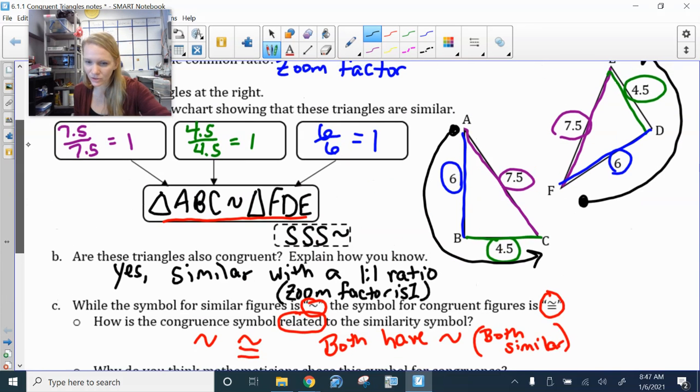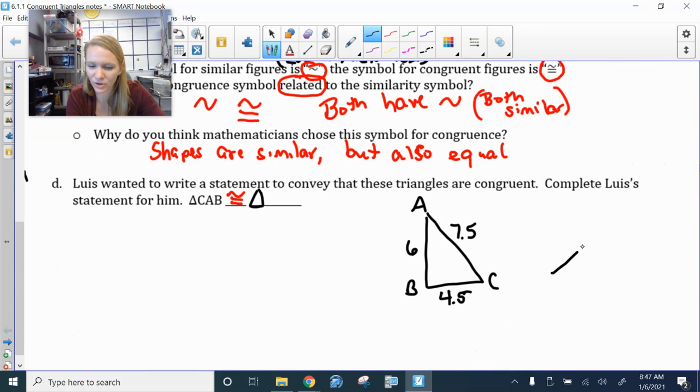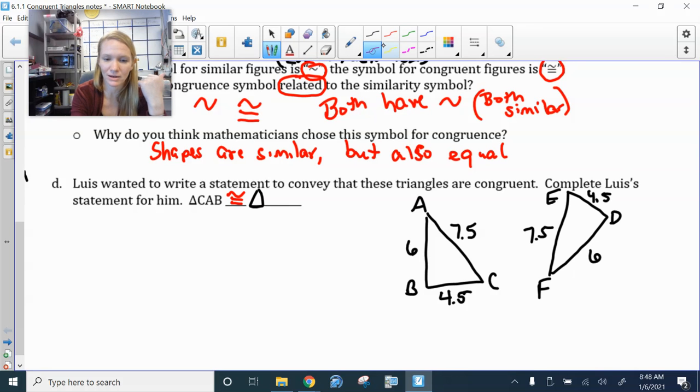Okay, what was the other picture? Looks like FDE, like that. I'm just redrawing it really quick so that I don't have to scroll back and forth. So this was FDE. This was the 7.5. This was the 6. This was the 4.5. Just so that I can draw on it.